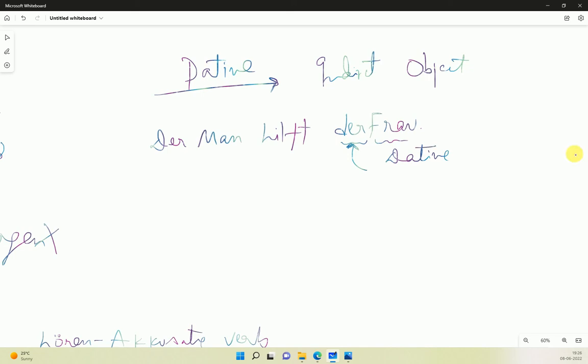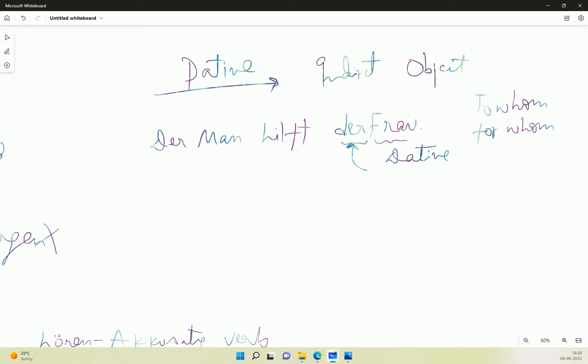Like, isn't it accusative because the man is directly helping the woman? It's definitely that way, but to whom? I mean, to whom or for whom something is being done. As I told you in the dative definition also, to whom or for whom. So in this case, "der Mann hilft der Frau." To whom is the help being given, right? Just check to whom or for whom.